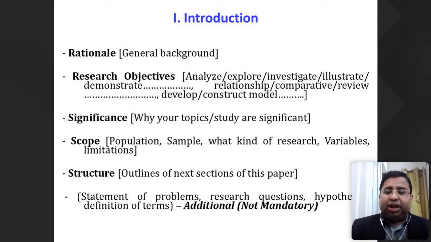Why your topic and why your title will be significant, you have to explain it. Again, make sure it is one paragraph. So you cannot write many paragraphs. Very simple. This is a conference paper.